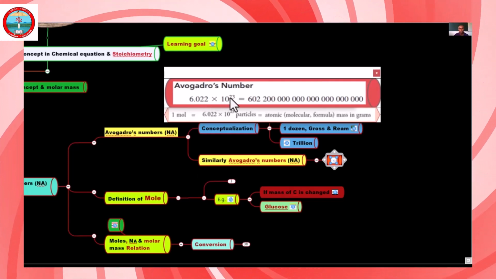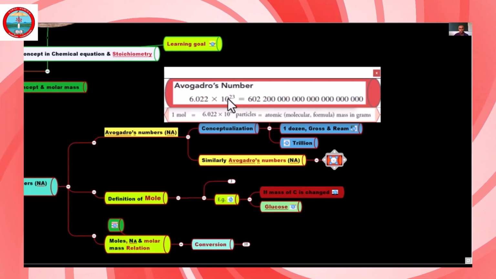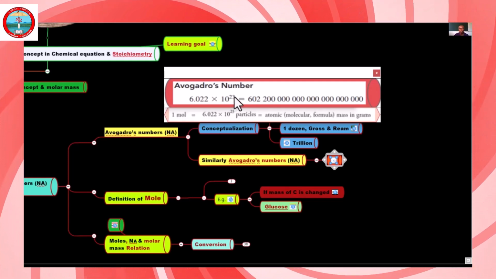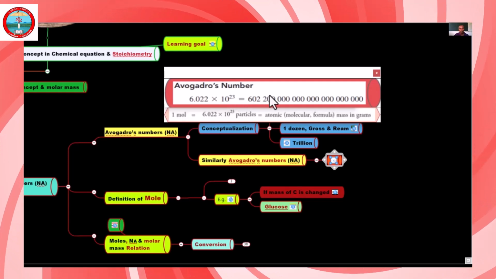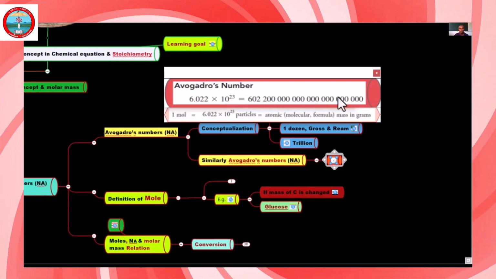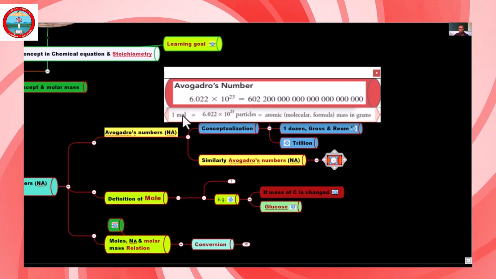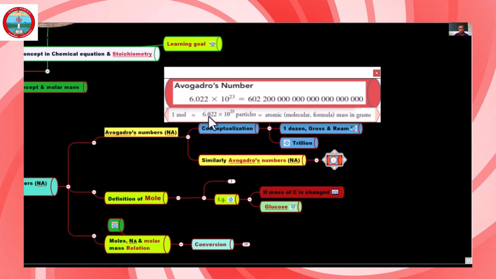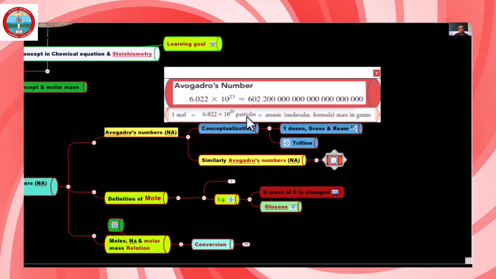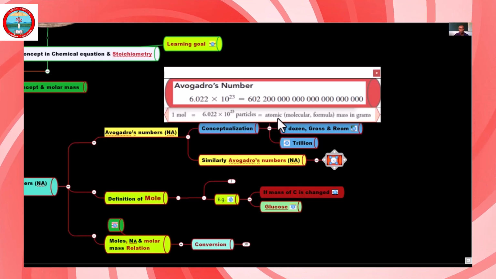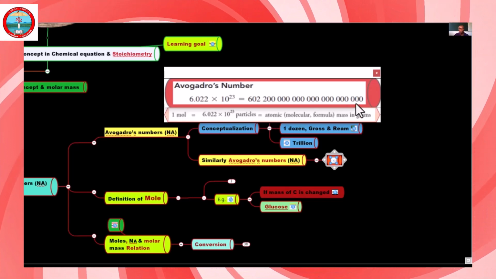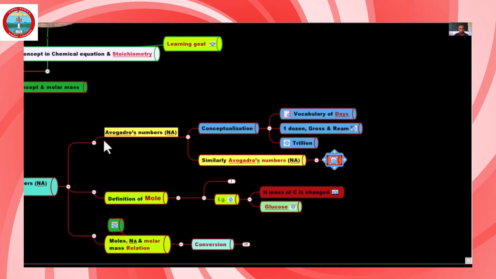One misconception is that most students put this as negative 23, but it is not negative, it's positive. And this is equivalent to this number. And one mole is equivalent to 6.022 times 10 raised to positive 23 particles. These particles may be atoms, molecules, formula units, and so on. And this is the concept of the Avogadro number.